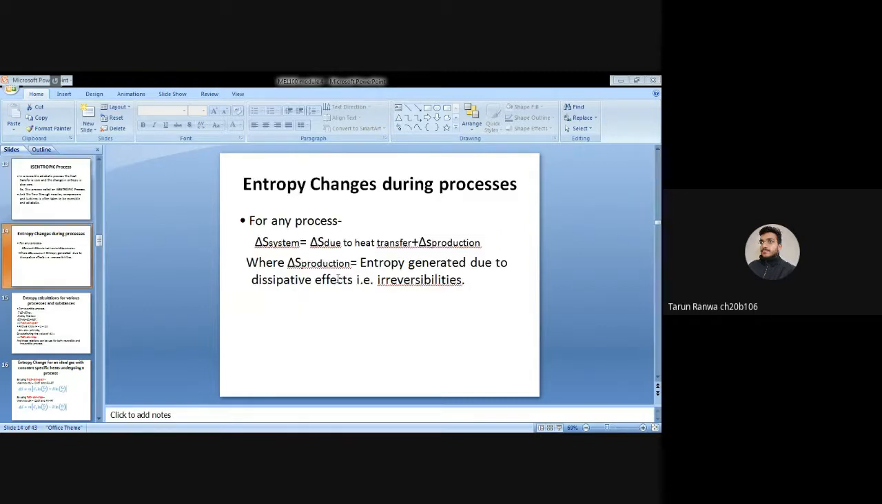Now, entropy change during a process. For any process, delta S system equals delta S due to heat transfer plus delta S production.